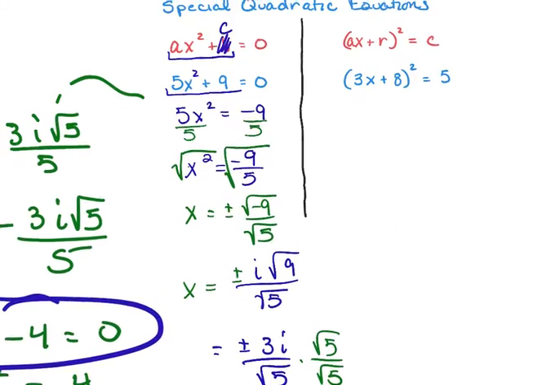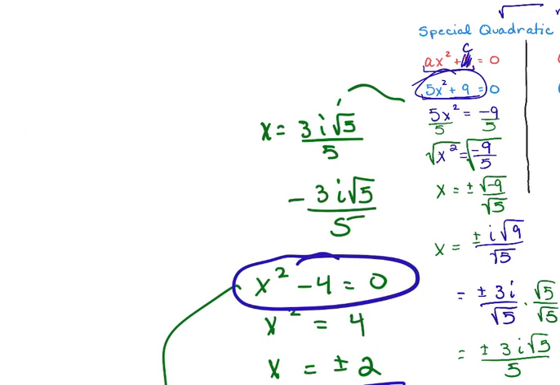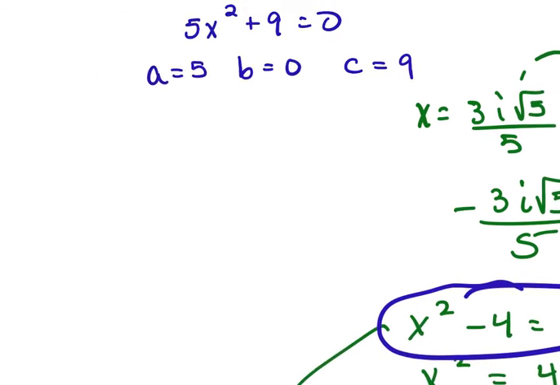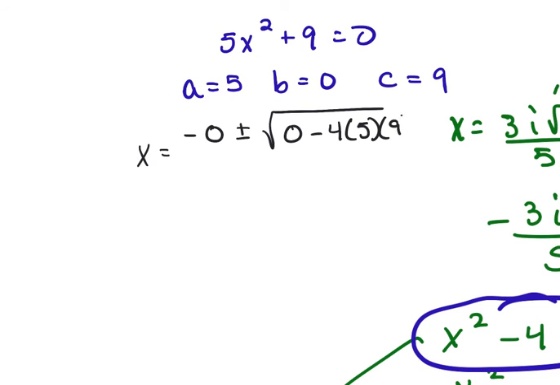It's also good to note that something like 5x squared plus 9 can be used in the quadratic formula. So let's show you how that would work. A is 5, B is 0, C is 9. So I'm just going to use the quadratic formula and I'm going to stick those in there. Negative of b, so negative of 0. B squared, that's 0 squared, which is still 0. All over 2 times a.